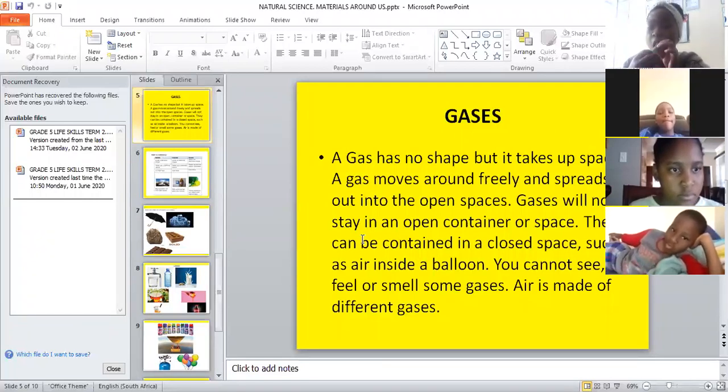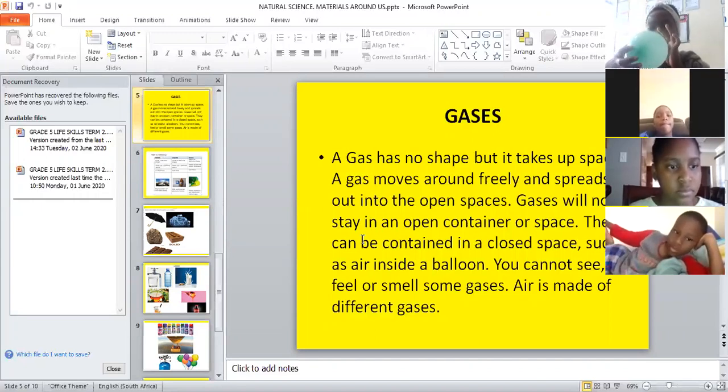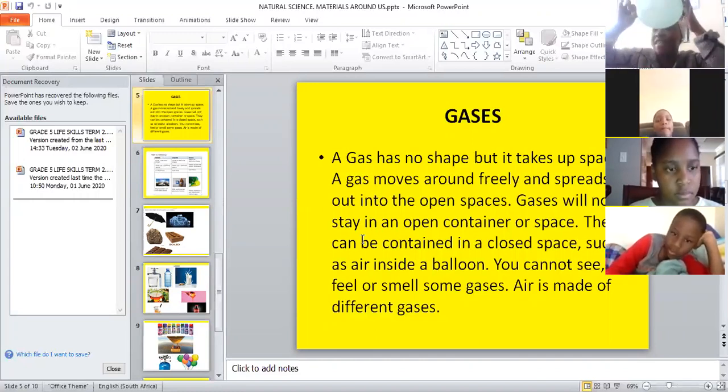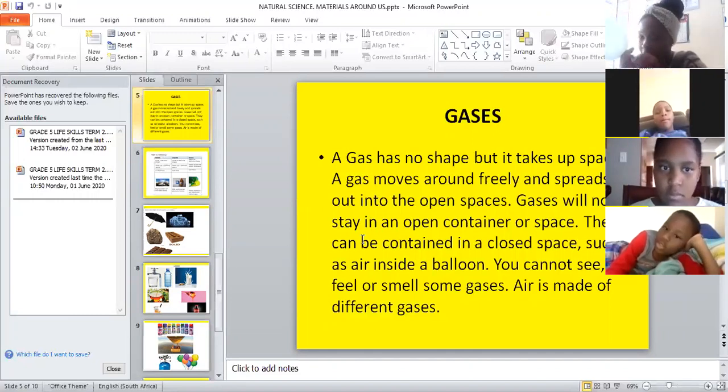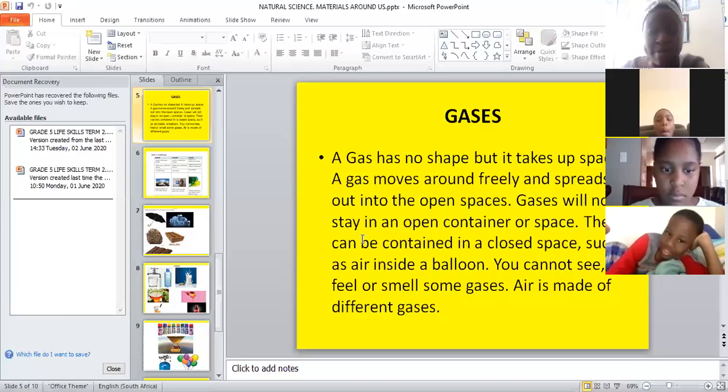For example, when I put air inside this balloon, now we have gas inside this balloon. You cannot see gas. You can feel gas. You can smell it, but not all gases. Like this one inside my balloon, I cannot smell it. But unless you pass air, then people will notice it. Also, air is made up of different gases.